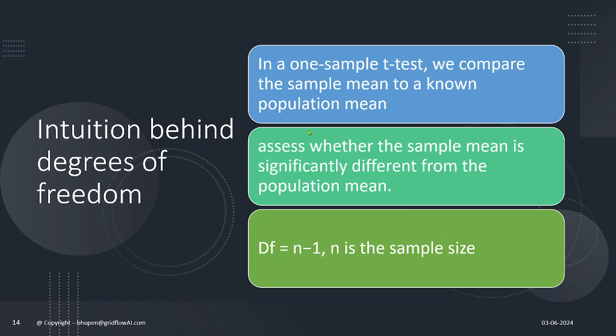So we take n1 minus 1 and n2 minus 1 as well, and then we add them together. That returns the degrees of freedom.